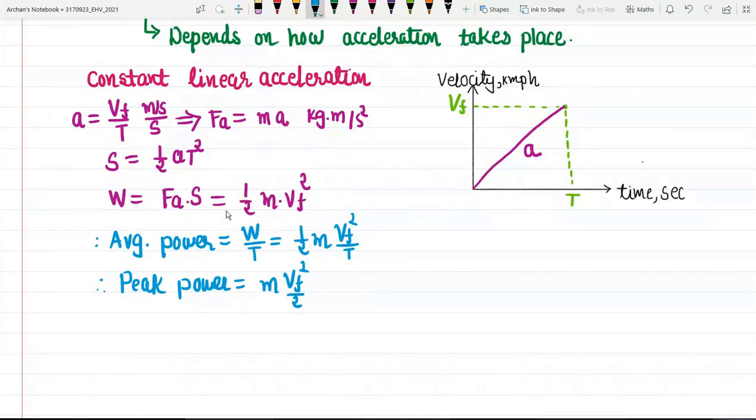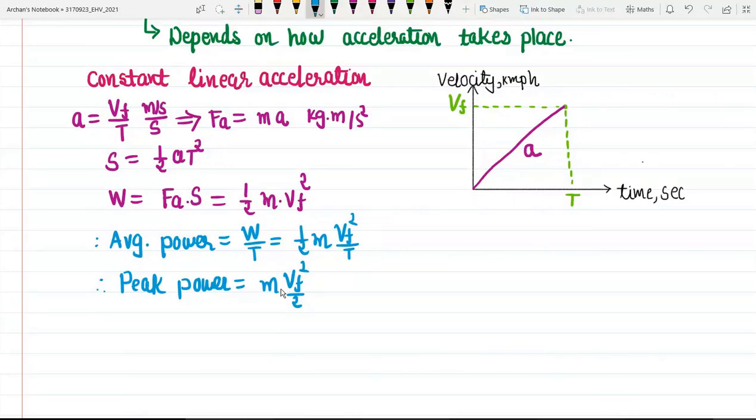Okay, so whenever we assume constant linear acceleration of any vehicle to reach the maximum speed in time t seconds, whatever amount of average power is required, the peak power required will be double of that. So the motor needs to generate a very high amount of torque, and that is what we have seen in the example which we considered yesterday.